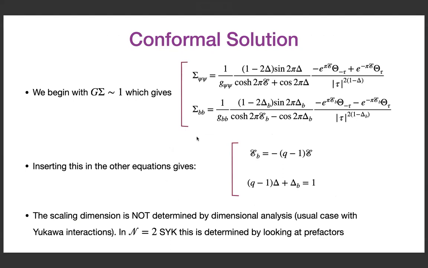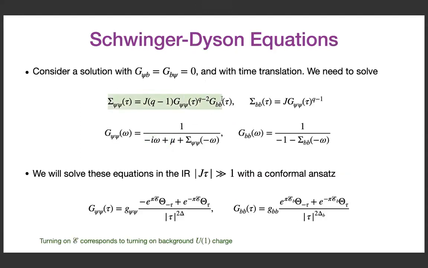And now to complete the solution, we need to insert these expressions for sigma in the first 2 equations. So basically, we have an independent equation for sigma. So we put it in this equation, for example. We insert these expressions for G here. We insert the one for sigma here. And then we ask that this equation is satisfied. And that usually determines the coefficients, the scaling dimensions, and the spectral asymmetries in complex SYK, for example.